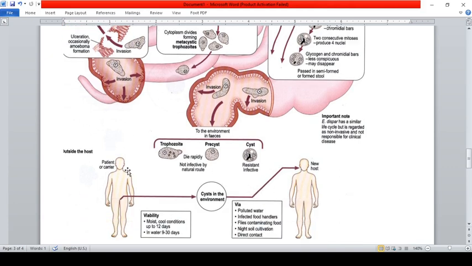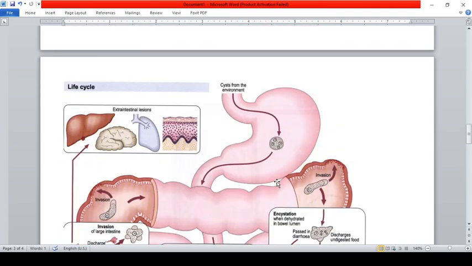So a patient is infected and he is a carrier. He will pass the cyst in the environment wherein those cysts can infect other individuals through this mode of transmission. The viability is in moist and cold conditions up to 12 days, but in water it can survive from 9 to 30 days. I hope that is clear.